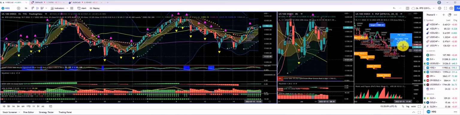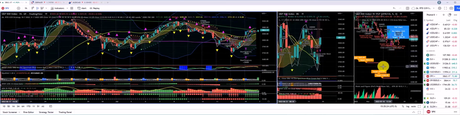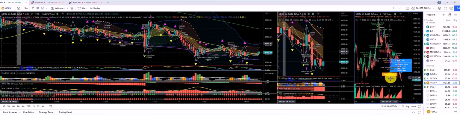NASDAQ, we still have a downward target of 5,643. And the S&P 500, we have a downward target of 2,368. So there is significant room here to the downside. But as we start seeing price action hitting these actual targets here, we could start seeing a bottom out around these two areas.